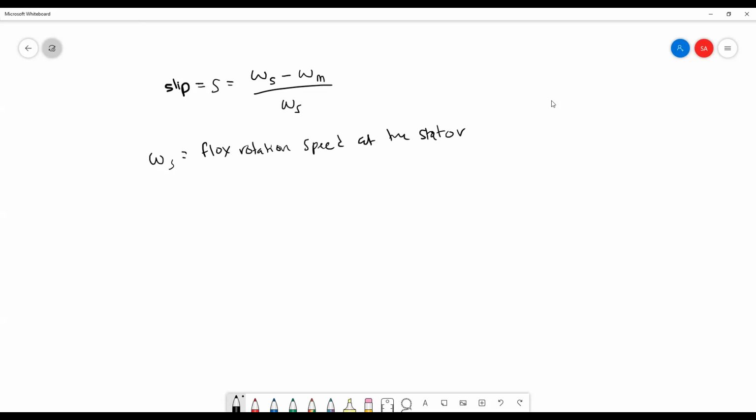And from this equation, if we rewrite it again, we will have S multiplied with synchronous speed omega_s is equal to omega_s minus omega_m, which we call the slip speed, or sometimes also the slip frequency. So the slip frequency is S multiplied with the supply frequency.